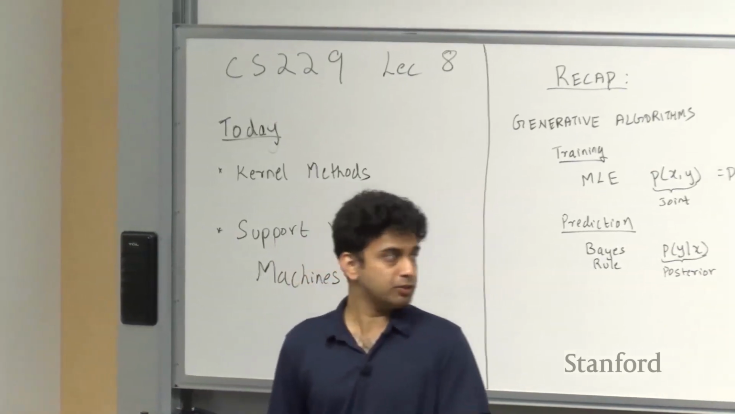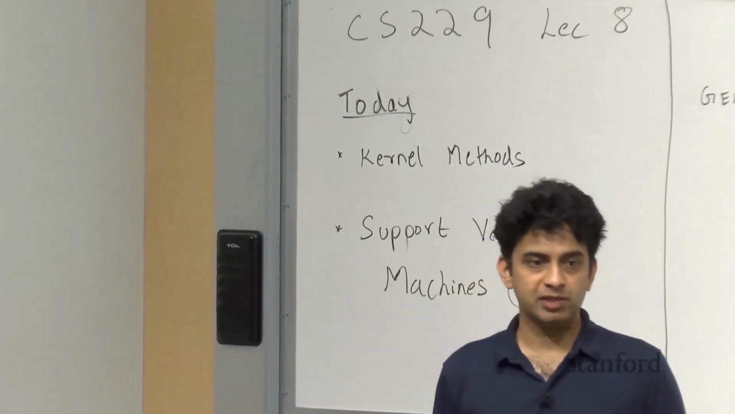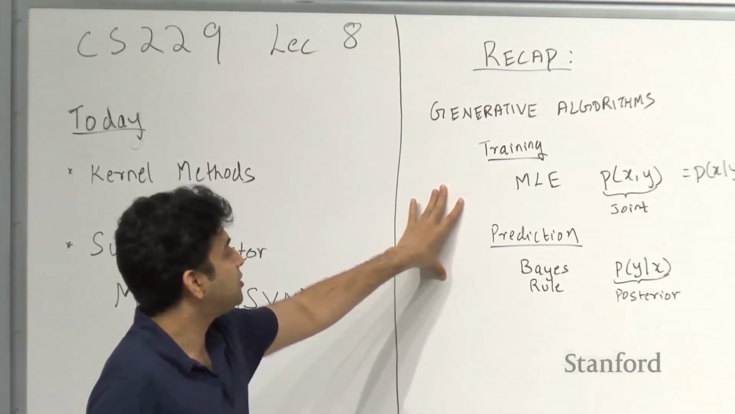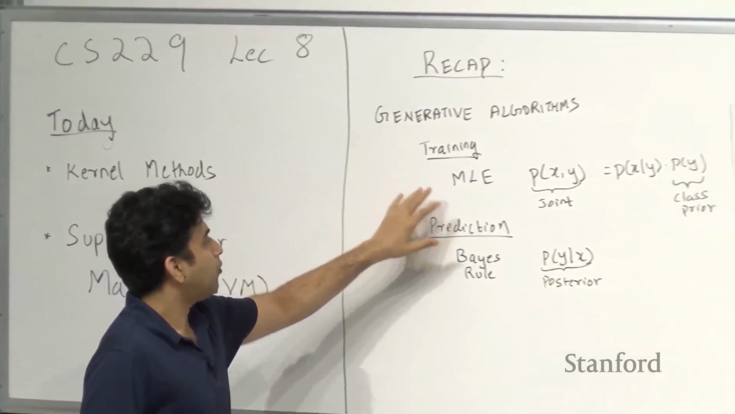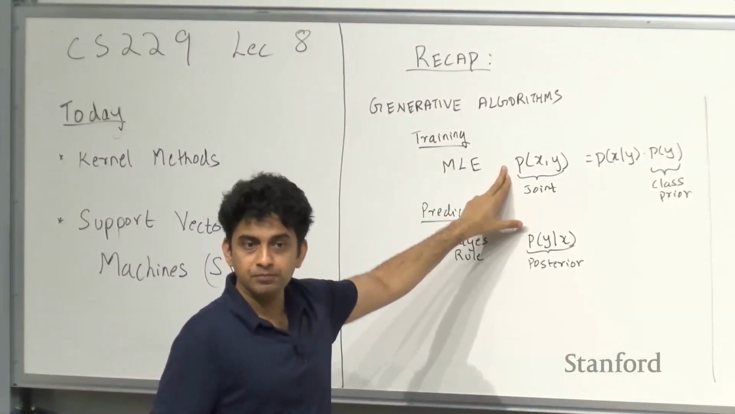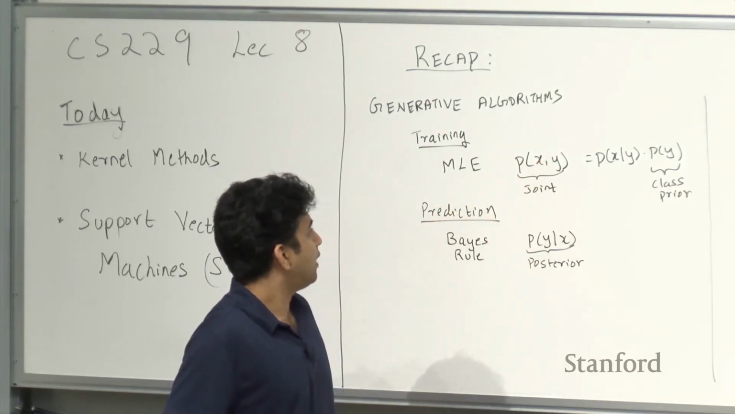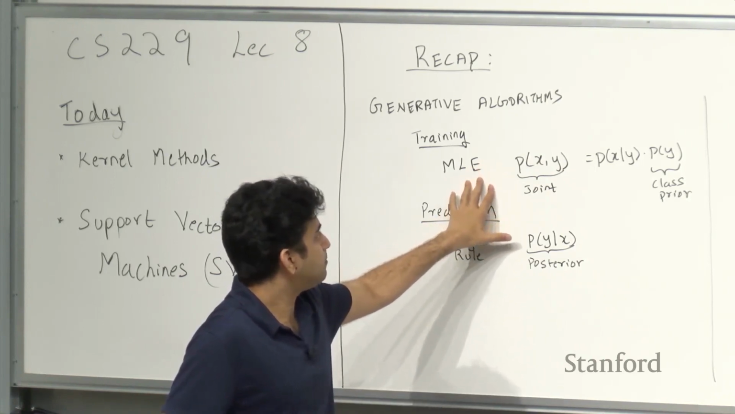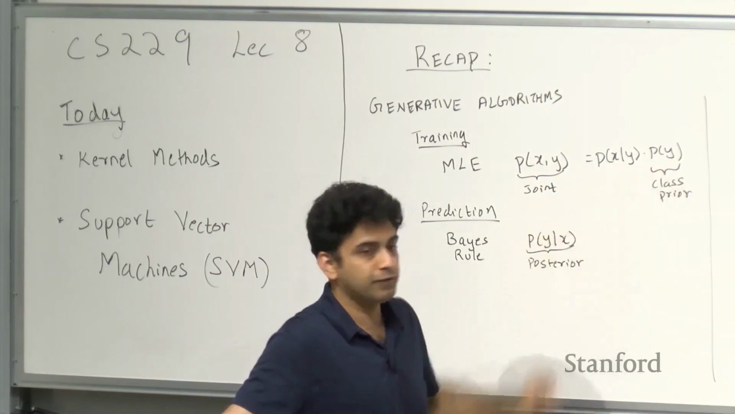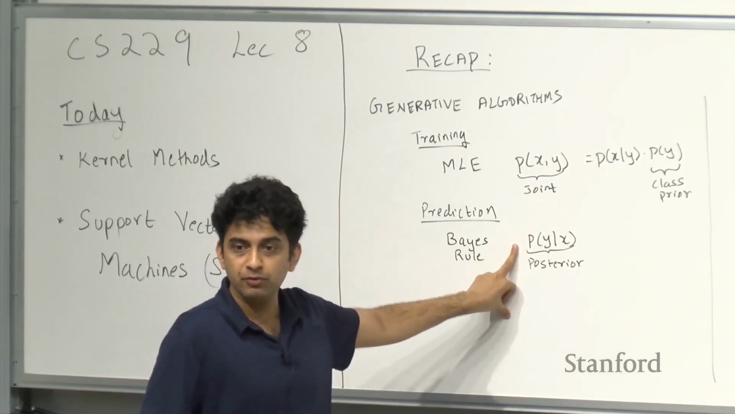Before we jump into today's topics, let's do a quick recap of what we covered in the previous lecture. We covered generative algorithms. In generative algorithms, for training, we maximize the joint likelihood P of x comma y, where x is your input and y is the output. We train the parameters using MLE. This is generally decomposed into two parts, the class prior and P of x given y. At prediction time, we use Bayes' rule to construct the posterior distribution of P of y given x.